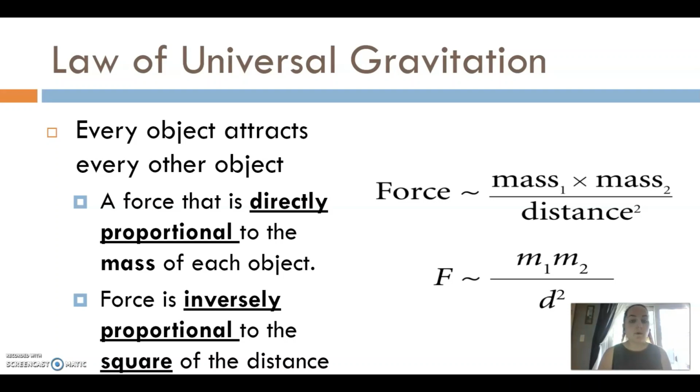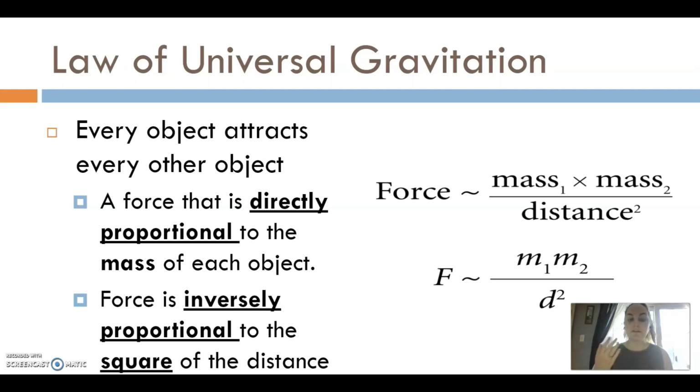So, a force that is directly proportional to the mass of each object. So again, think back to what directly proportional means. If you were to increase your mass, then that force of gravitation, or the force of gravity, is also going to increase directly. So double your mass, double your force. Quadruple your mass, quadruple your force, and so on.